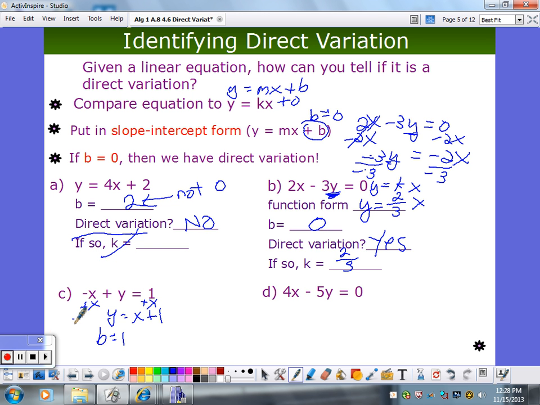So is this a direct variation? Why not? The b has to be 0. So this is not a direct variation. It's a perfectly fine line. It's just not a direct variation.